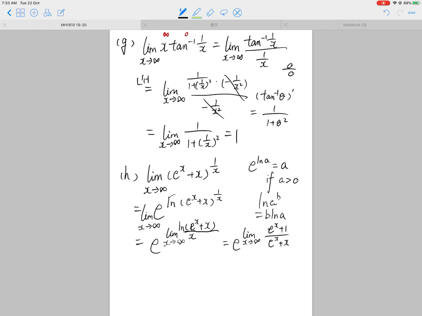Now you can differentiate both sides. So it's e to the power of x over e to the power of x plus 1, and you differentiate again. It's e to the power of x over e to the power of x. So this part is 1. It's e to the power of 1. The result is e.